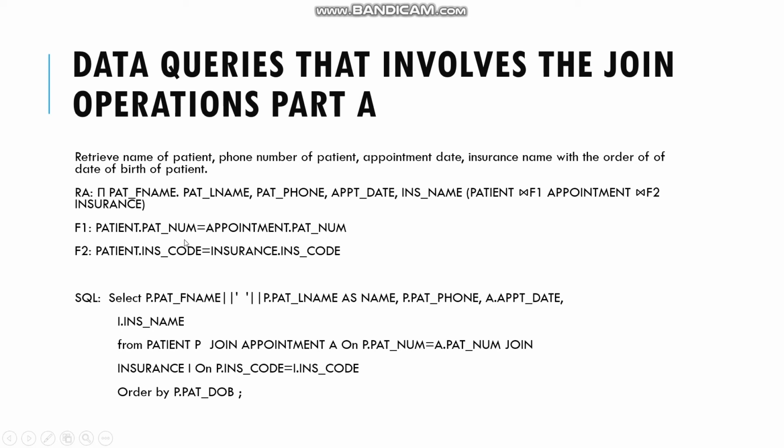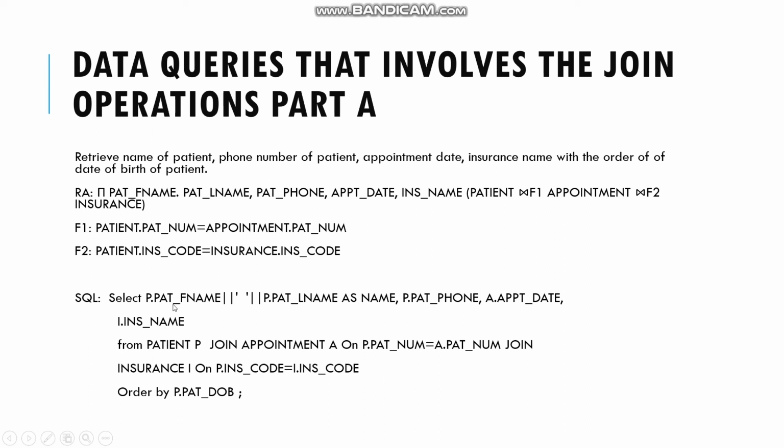If you're using the join operation, you need to know the same attribute of the tables and relate them. For example, the patients and the appointment tables have the same attribute, which is the patient number. So we join the patient and the appointment table, but we also need to join the insurance table. So here we try to find out which table is related to the insurance table, which is the patient table. They share an attribute with the insurance table, which is the insurance code. So here is the SQL code as shown below.